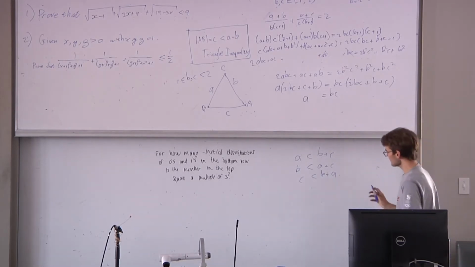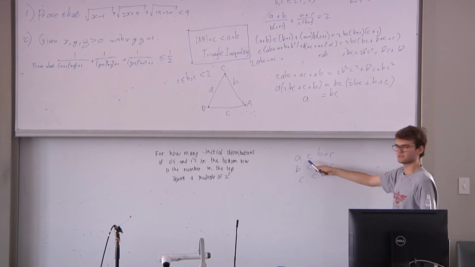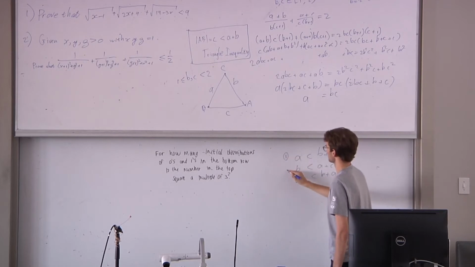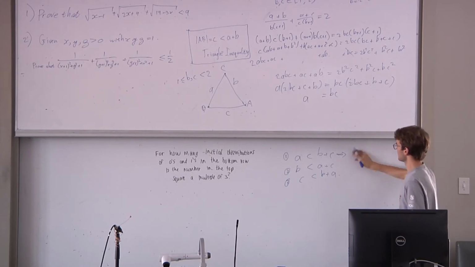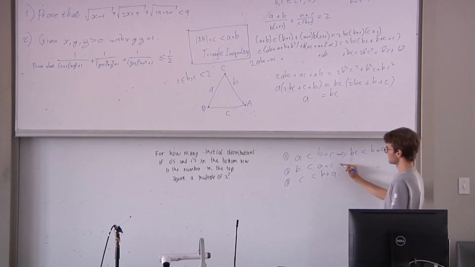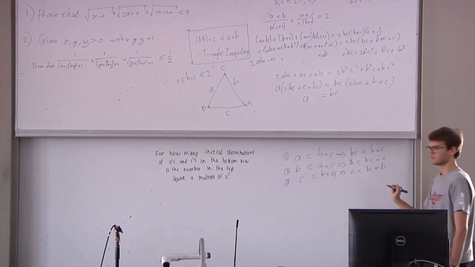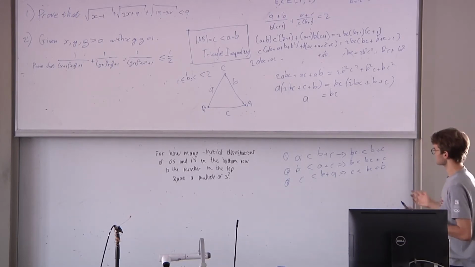Okay? So the way you go about this is simply by replacing A with BC into all of these things. So let's call this 1, 2, 3. 1 is equivalent to BC being less than B plus C. 2 is equivalent to B being less than BC plus C. 3 is C being less than BC plus B. Okay? So at this point you only got 2 variables that you're working with, which makes it a bit easier.